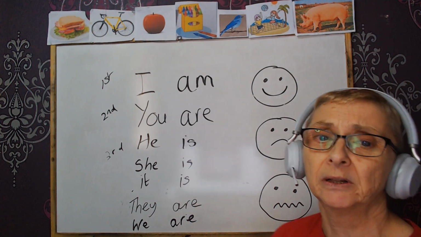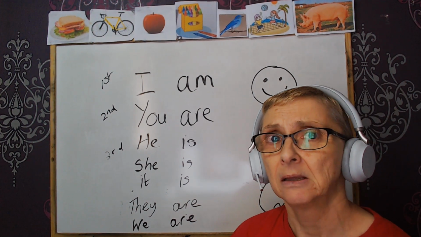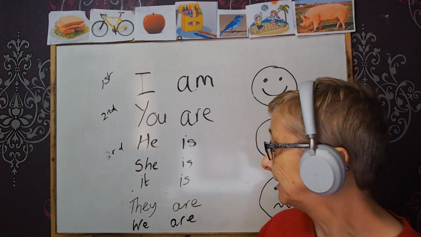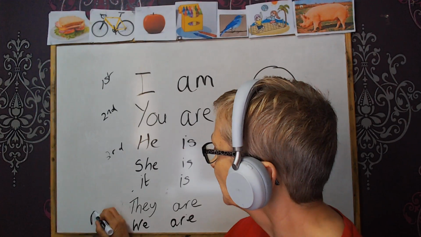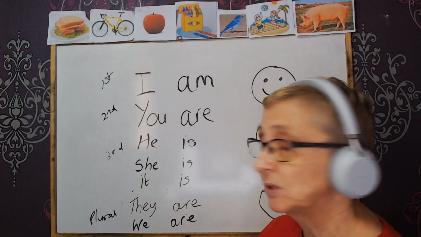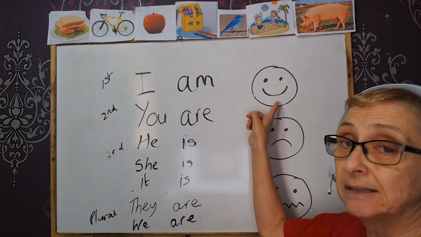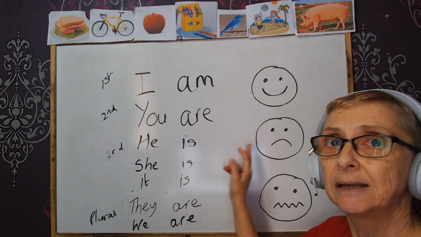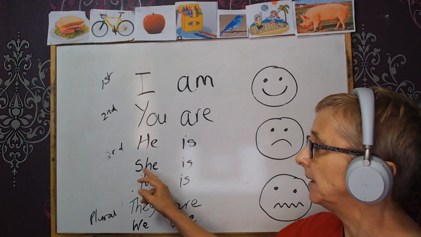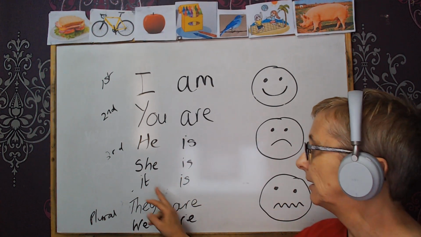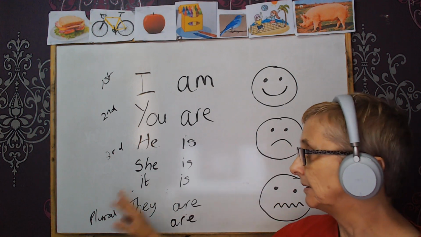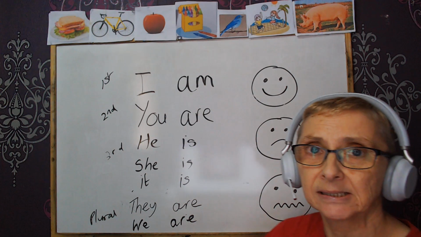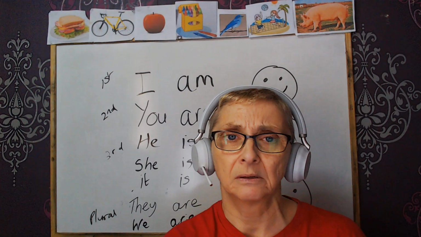So today we've looked at three emotions: happy, sad, and angry. And we've also looked at the verb be using first person, second person, third person, and we've also looked at plural form using present simple sentences. I am happy. You are sad. He is happy. She is angry. It is sad. Then plural, they are happy. We are sad.